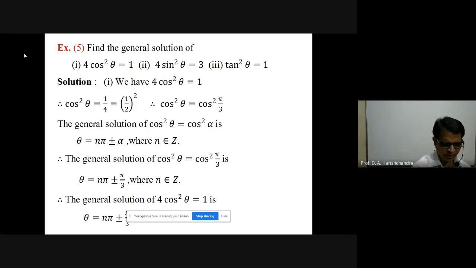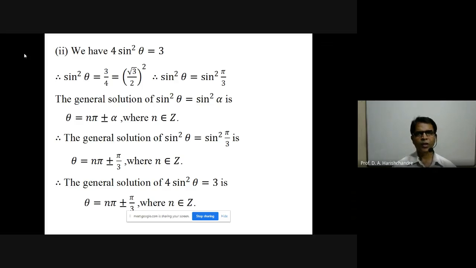Let us move to the second bit. Consider the trigonometric equation 4 sin square theta is equal to 3. Again shift that 4 to the right side, so that you are getting sin square theta is equal to 3 by 4, and 3 by 4 can be written in the form of a perfect square as root 3 by 2 bracket square. Again we know that the value of sin pi by 3 is root 3 by 2, so that root 3 by 2 can be replaced by sin pi by 3.